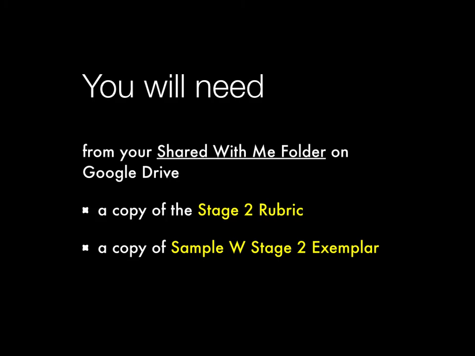Today's video is a walkthrough of the Stage 2 UBD rubric provided by the School Improvement Committee at Noblesville High School. To view today's video, you will need some helpful documents: the Stage 2 rubric designed by the School Improvement Committee, and a copy of Sample W, a social studies unit selected by the School Improvement Committee to serve as an effective exemplar of Stage 2 thinking.